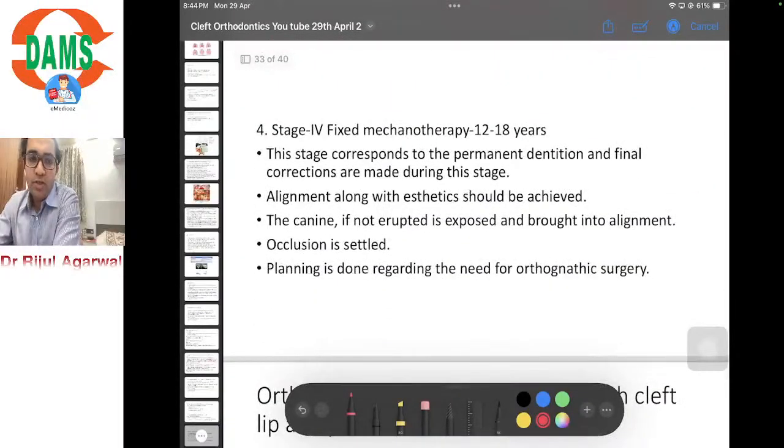Moving to stage 4, that is the fixed mechanotherapy in the late teens, 12 to 18 years. Why is it done? To assist in final correction and alignment, and aesthetics should be achieved. Also for settling of the occlusion, and if orthognathic surgery is planned, then fixed mechanotherapy is done for that.